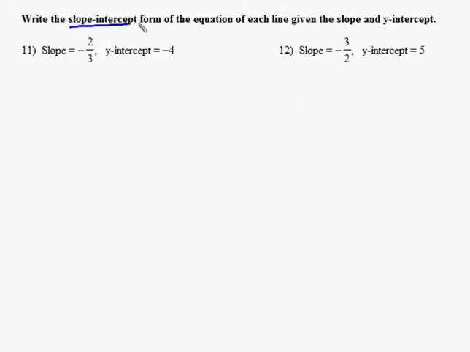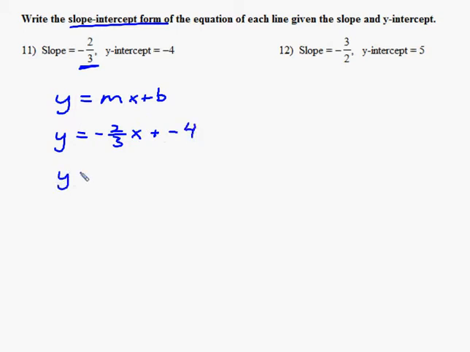Again, we want the slope-intercept form, and it outright gives us the slope and the y-intercept. So y equals mx plus b, and we just plug in. Our slope is negative 2/3, so we put negative 2/3 in for m. And we put negative 4 in for b, so you could put plus negative 4. A better way to write it is just put minus 4. So that's the equation of that line. Just plugging right into slope-intercept form, so you need to know what slope-intercept form is.